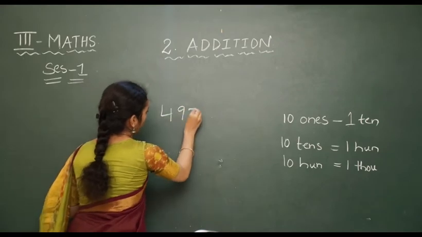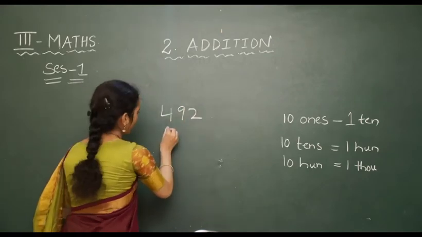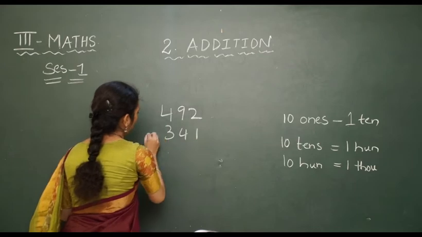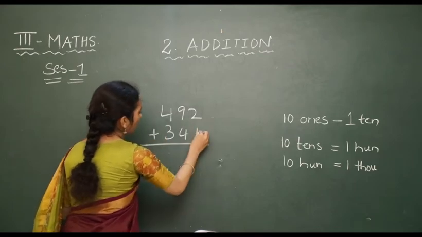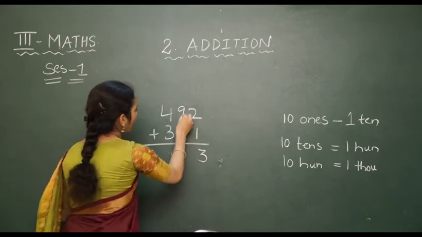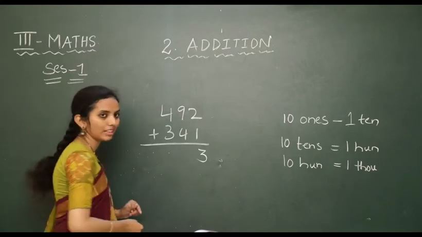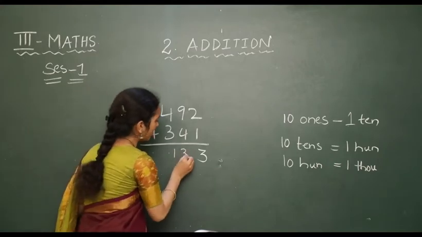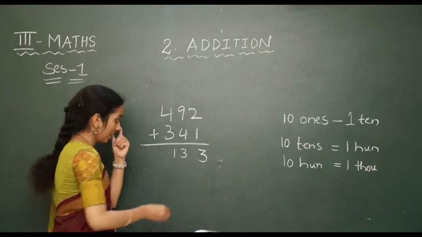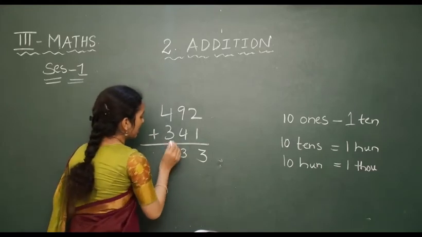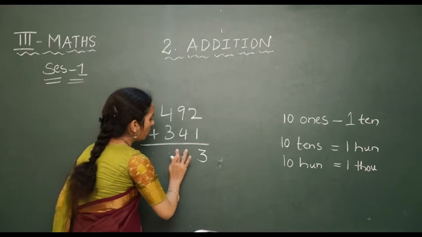492 plus 341. So, 2 plus 1 is 3, 9 plus 4 is 13. So, where do we write 13? Do we write 13 here itself? No, this is tens place and this is hundreds place. So, how do we regroup?